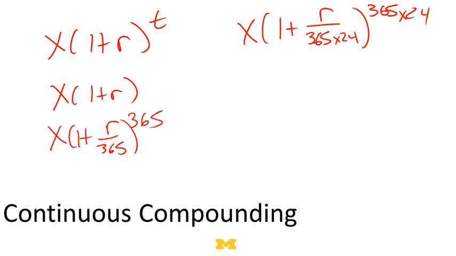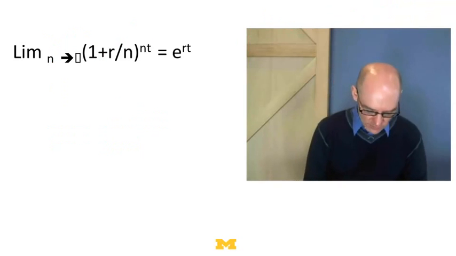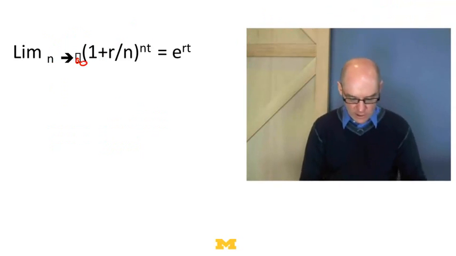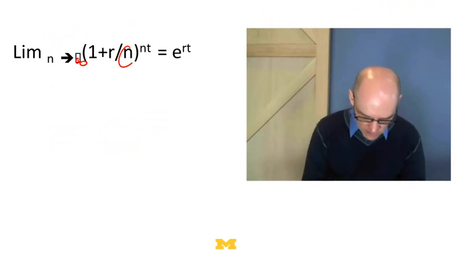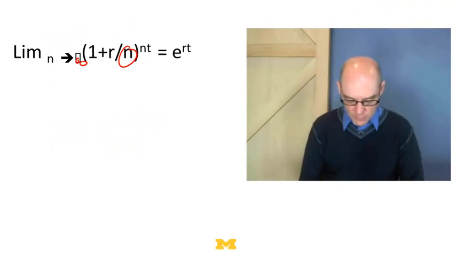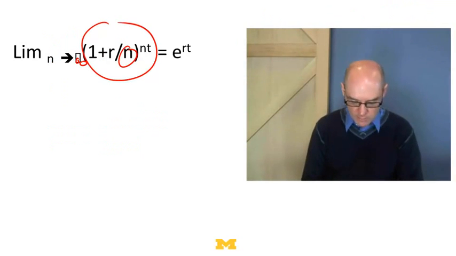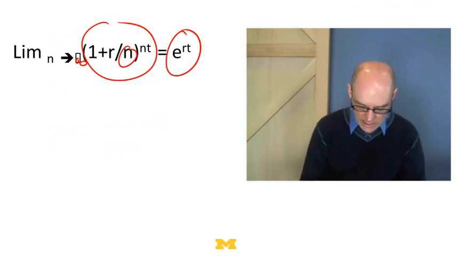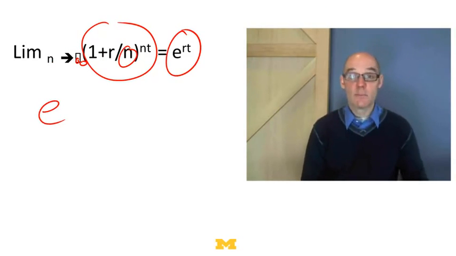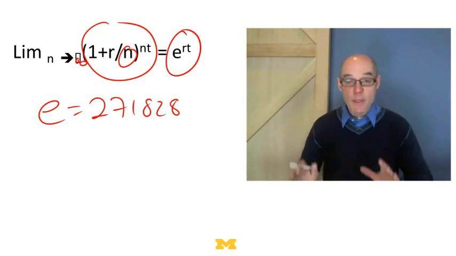Well, the way they did it is they just used math. It turns out if you have this formula, and this should be an infinity here, if you have the number of periods go to infinity, so if you're doing it infinitely fast, then this formula, 1 plus the interest rate over n raised to the power nt, just becomes e to the rt. And remember, e was that number, Euler's constant, which is 2.71828.